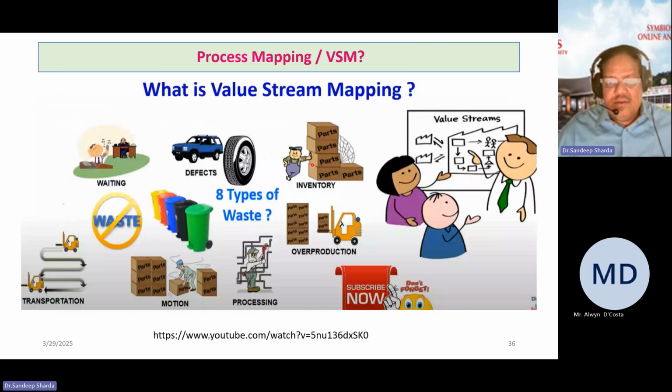So what is the value stream mapping that we are going to consider? These 8 types of waste, that is waiting, defect, inventory, overrun or overproduction, processing, motion, transportation, wherever there is excess, we are going to eliminate or reduce them.